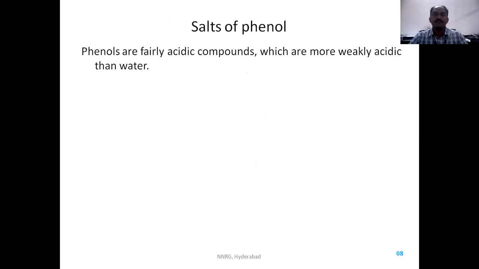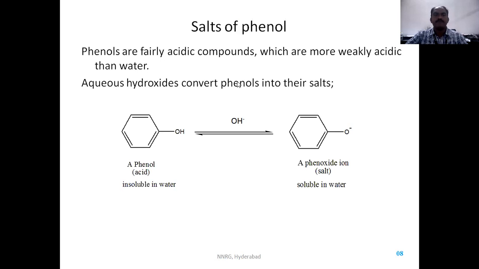Coming to another property of phenol, phenols can form salts very easily, because phenols have a good property called acidity. Whenever phenols are treated with aqueous hydroxide, they form salts. Phenols, which are normally insoluble in water and acidic in nature, when treated with a base, the base tries to abstract this proton.